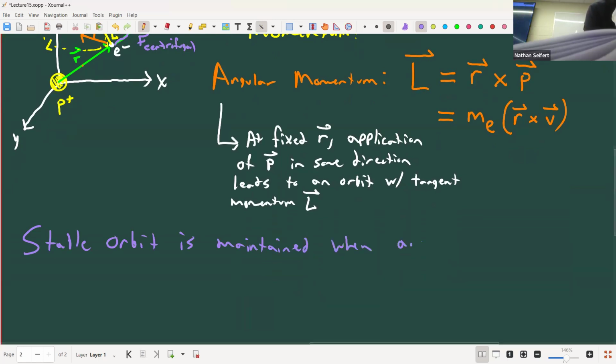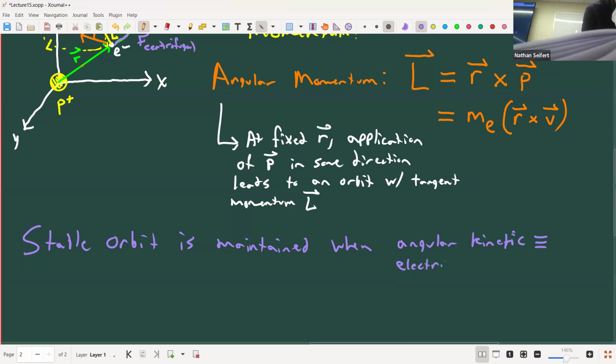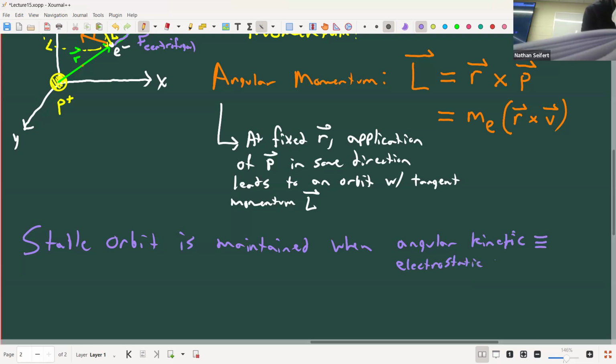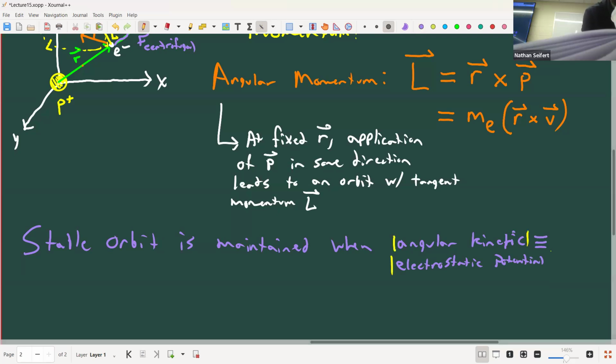when angular kinetic energy is equal to electrostatic potential. Absolute value, because one's negative and one's positive. It's absolute value, right? So we need to cancel each other out. The idea is that at some distance, we need to make sure that electron is spinning fast enough so that it doesn't get sucked down into the void that is the proton.